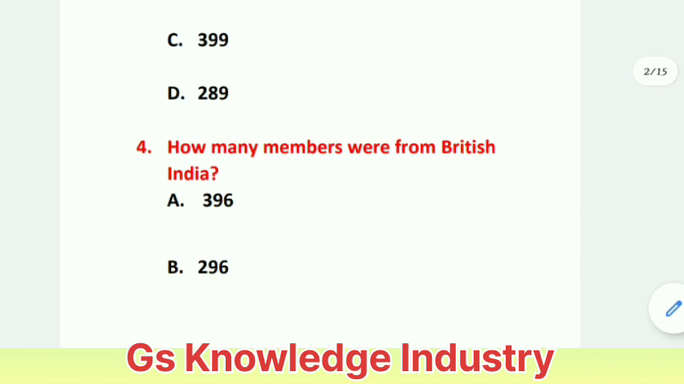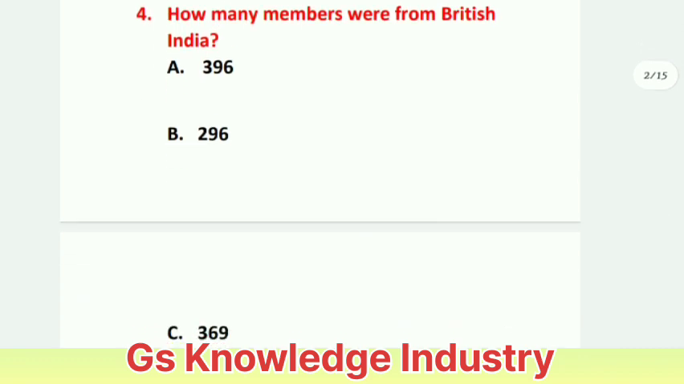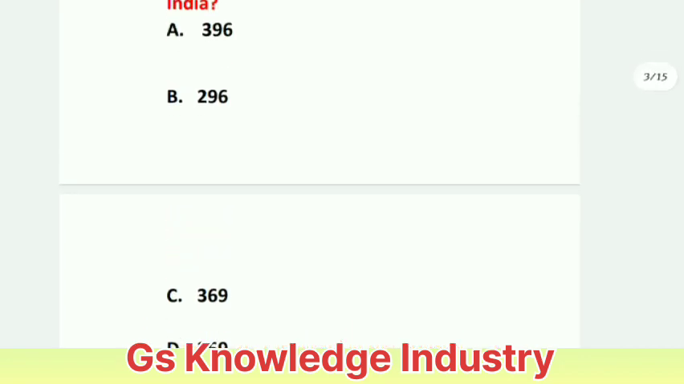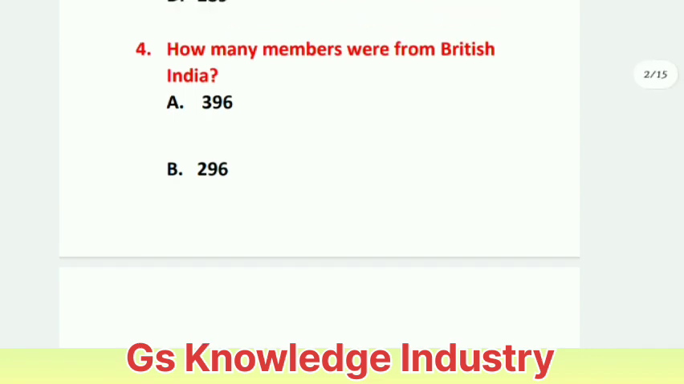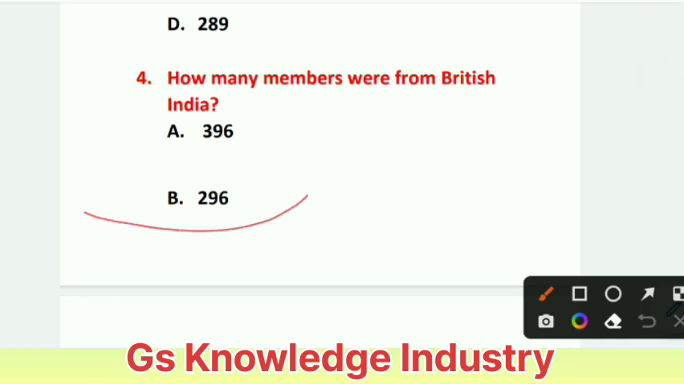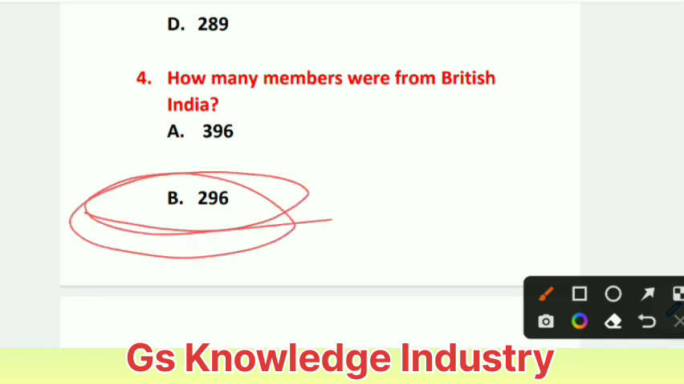4 number question. How many members were from British India? Option A, 396. Option B, 296. Option C, 369. Option D, 269. Here the right answer is option B. Option B is the correct answer. 296 members were from British India.